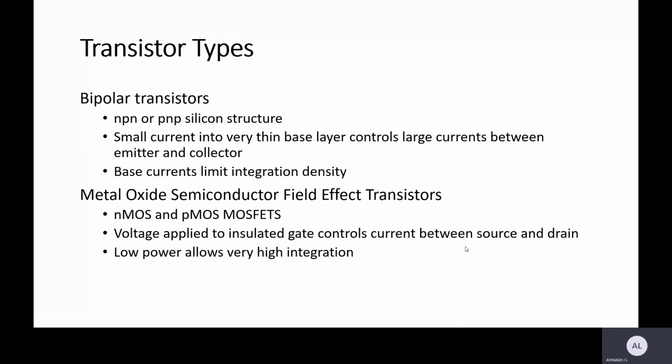The base currents limit the integration density. That is one of the disadvantages of the bipolar transistor.